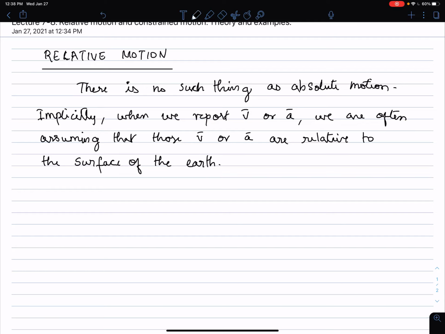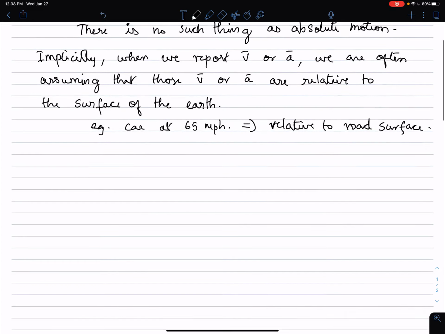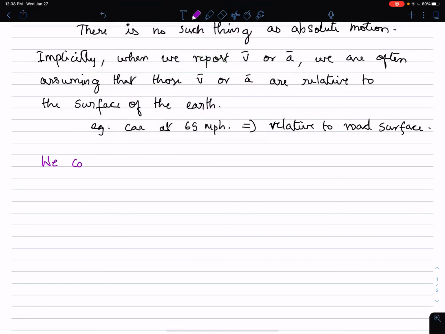Okay, e.g., a car at 65 mph equals relative to road surface, right? So really, we can only speak of relative motion and there is no such thing as absolute motion.